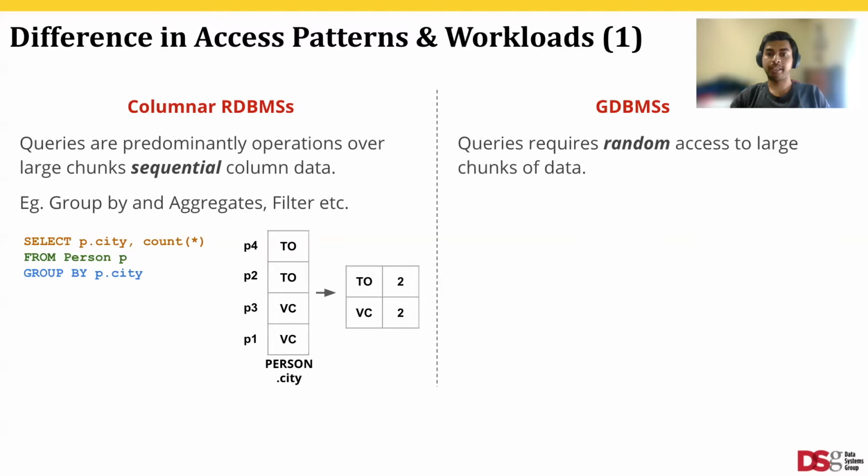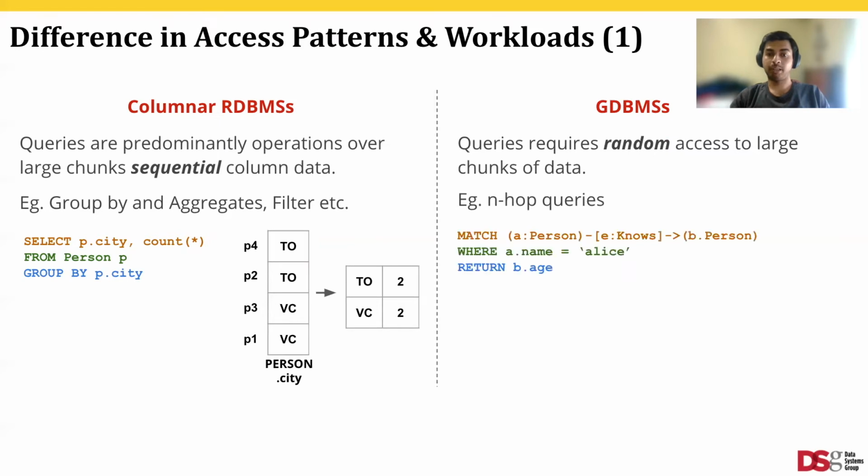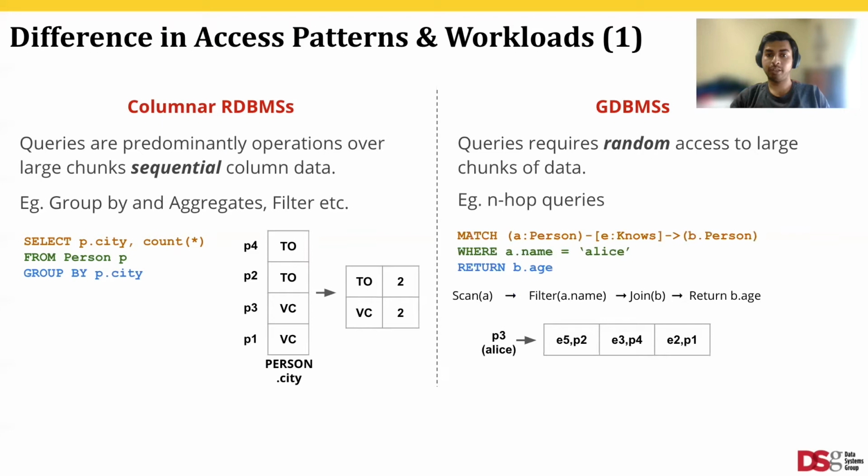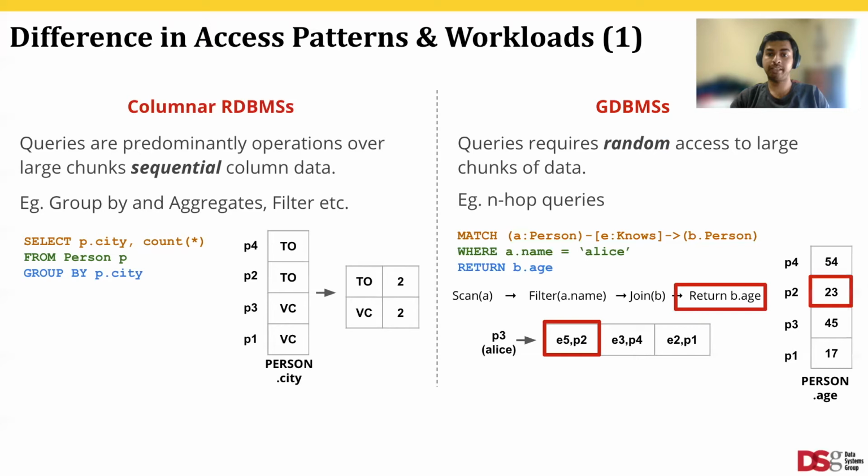In contrast, a typical query in GDBMS is like finding friends of a person and operating over their properties. Such queries do access large amounts of data, however, they do so randomly. Consider a one-hop query which reads the age of Alice's friends. Our plan scans all persons, filters Alice, then joins it to neighbor nodes and reads age properties of those nodes. Suppose we have filtered Alice, then the join operator reads the first element from Alice's forward adjacency list and then reads the age property. This happens for other values too in the adjacency list. However, as we see, reading properties is random.